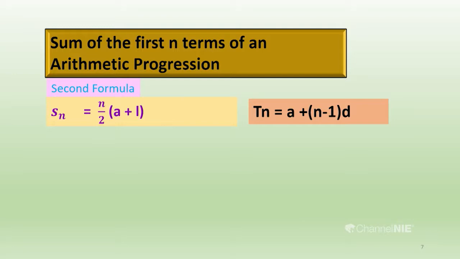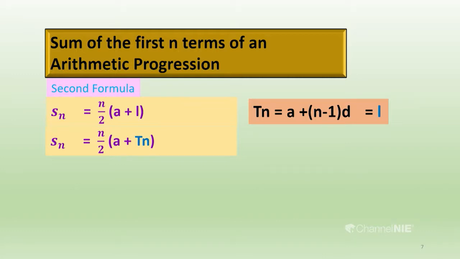To find that, I am going to substitute some value here. Sn equals n over 2 times a plus L. Here, instead of L, I am going to put another term. I told you L and n-th term we can consider as similar. So here, instead of L I can put Tn. So look at that, Sn equals n over 2 times a plus Tn.